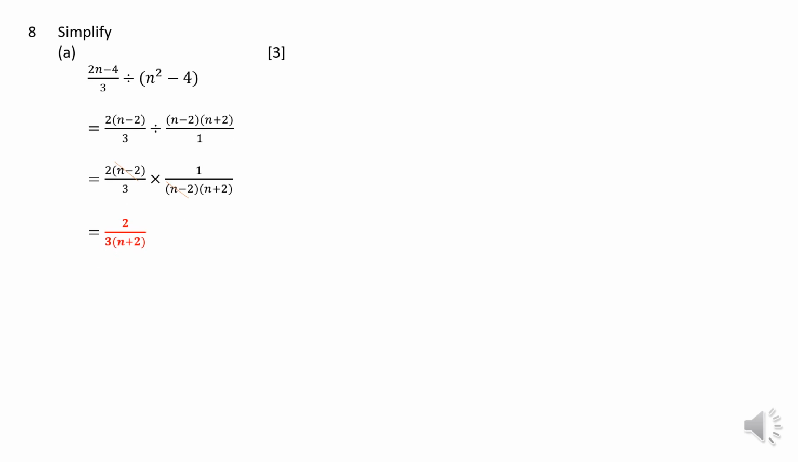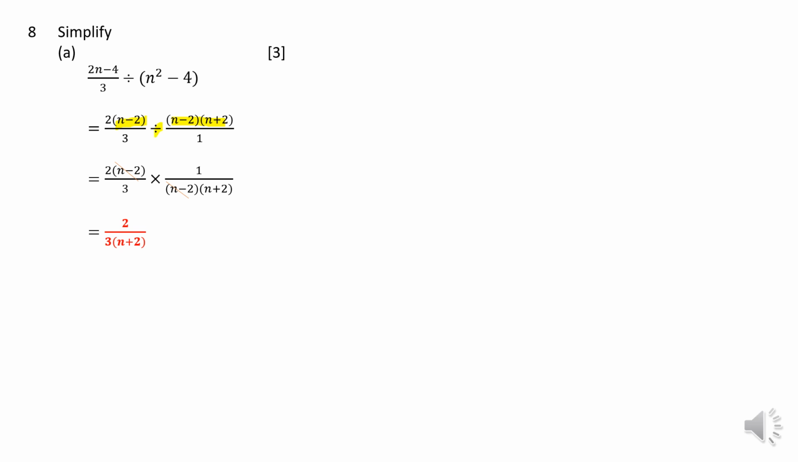Now, question 8 asks you to simplify. What I have done here is first I have factorized 2n minus 4. When you factorize it, it gives you 2, and in the brackets, n minus 2. It's factorized. And then this is the difference of two squares, and I hope you know how to factorize the difference of two squares, all right? When one bracket is a conjugate of the other.